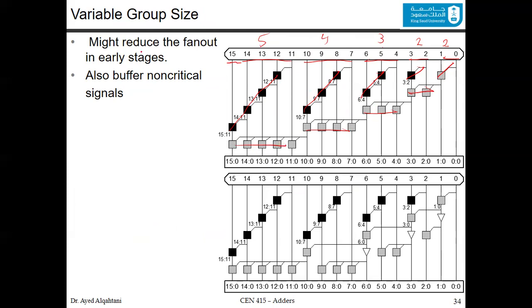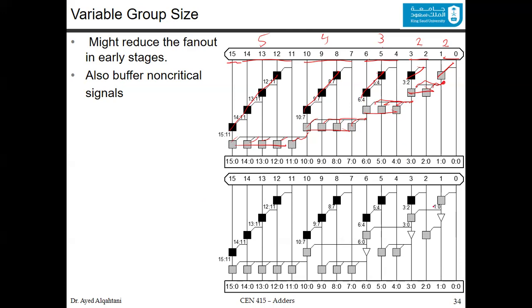Now, this might reduce the fan out in early stages. So the problem here is that here is fanning out to 2. Here you are fanning out to 3. Here you are fanning out to 4. And the last one you are fanning out to, as you can see, 5. To get rid of this problem, because as you increase the fan out, the capacitance increases, and if the capacitance increases, the delay also increases.